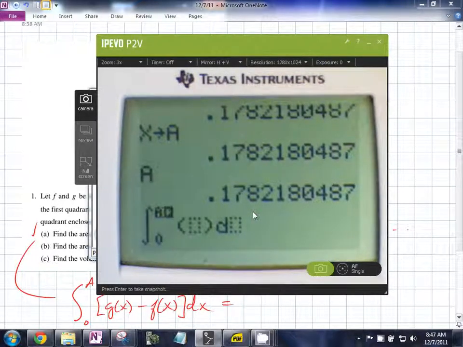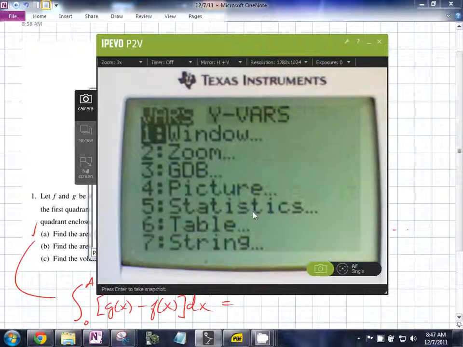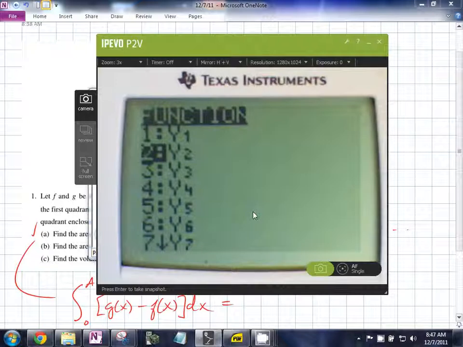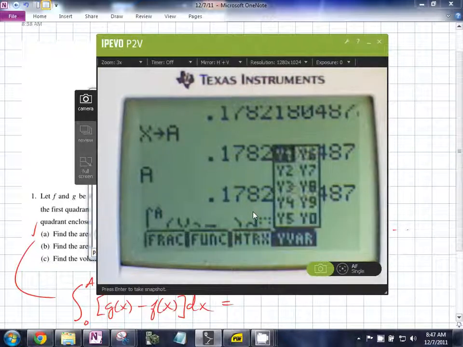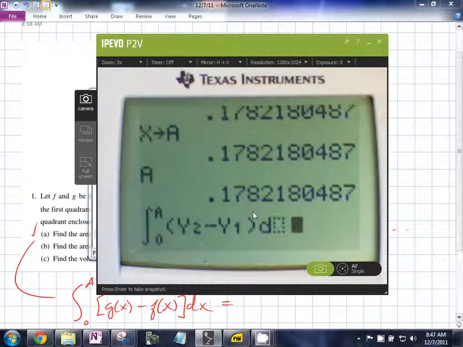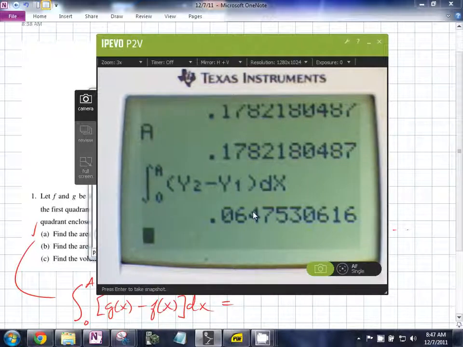And for our function, what am I going to do? It's going to be vars, y2 minus y1. And this is just the math type. It's slightly different, but you can write the exact same thing. You go enter, and then you get this. Does that match what you got? Yeah.